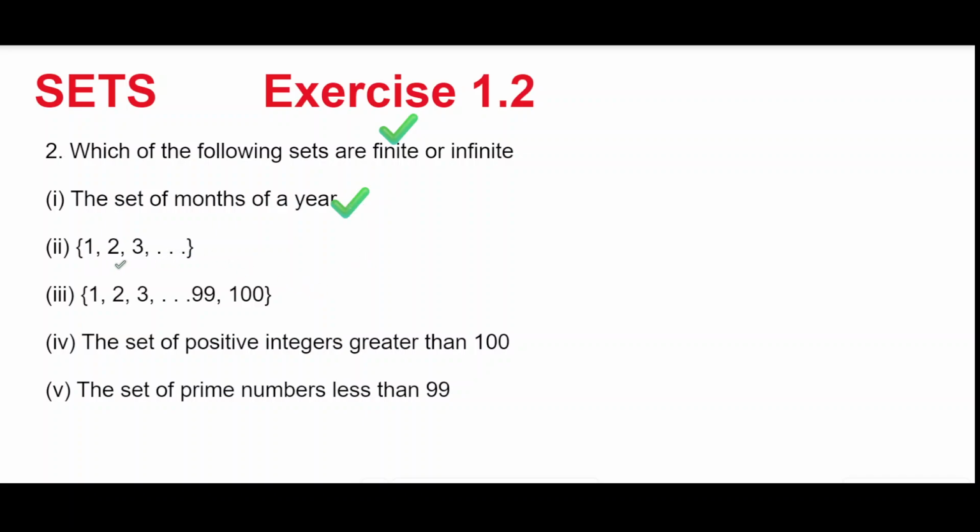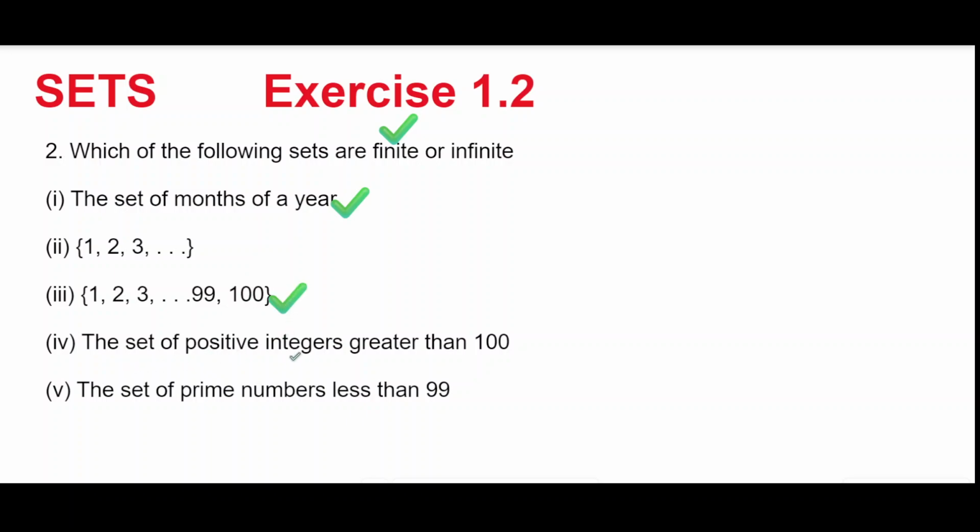Now 1, 2, 3, and so on, which is the symbol of infinite, we cannot limit this. So, and so on, this is an infinite set. Now here it is limited with 100, starting from 1 up to 100. Here 'up to' is used. So this is a finite set.